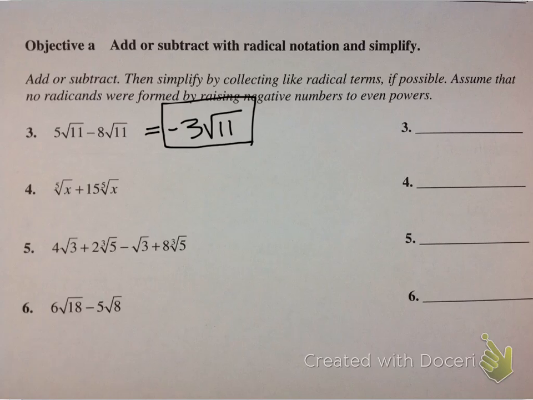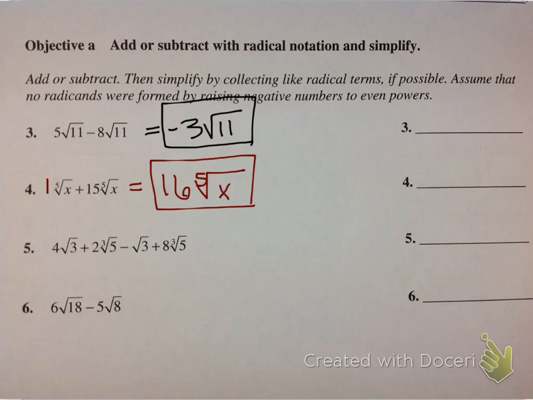On the next problem, we have fifth root x plus 15 fifth root x. Since they're both fifth root x, the first one it's assumed a 1, we can again combine their coefficients, so 1 and 15, so that would be 16 fifth root x.